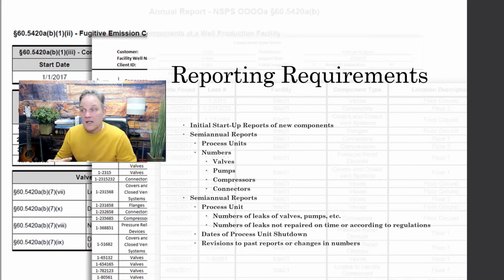as well as the numbers of leaks and information about things that were not repaired on time, things that are put on delay of repair, or if they were not reported and or repaired according to the regulations. Essentially, you have to report on the fact that you may not have met the regulations. You have to report that. The dates of new process unit shutdown and the revisions of past reports and changes in the numbers of these things on a semi-annual basis.